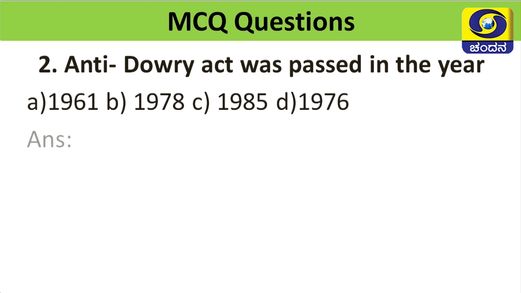Next MCQ question, the anti-dowry act was passed in the year dash. A, 1961; B, 1978; C, 1985; D, 1976. Which is the correct answer, student? Yes, your answer is correct, 1961. Shall I move to the next question?